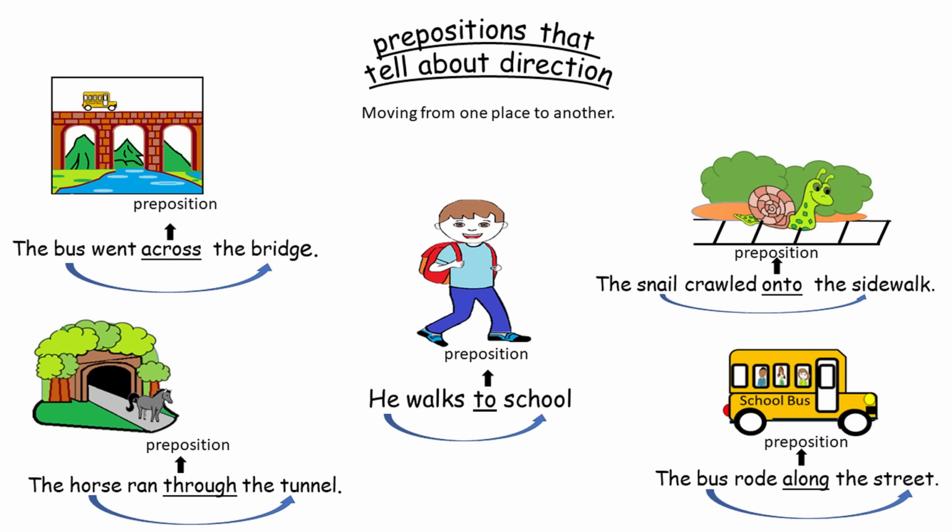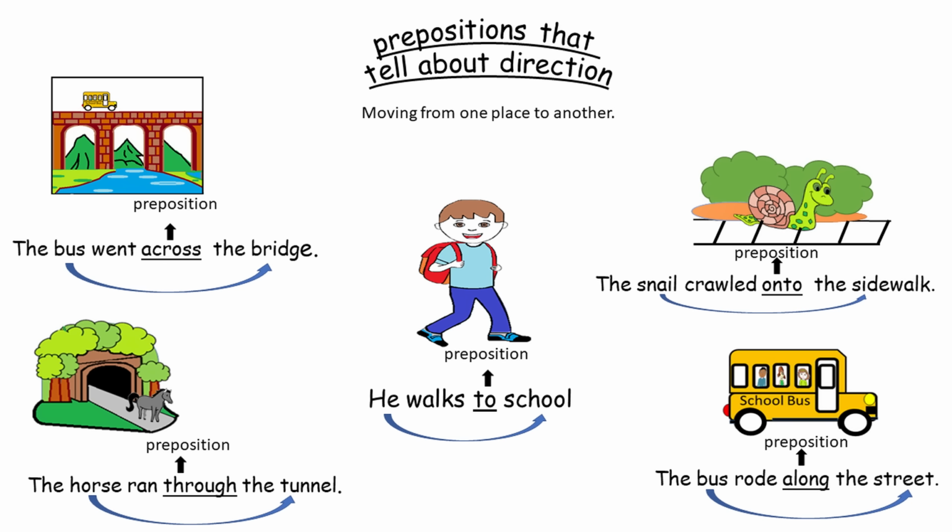Now introduce kids to prepositions that tell about direction, moving from one place to another. In our first example, we have the sentence, the bus went across the bridge. Across is the preposition, and it connects bridge to bus.